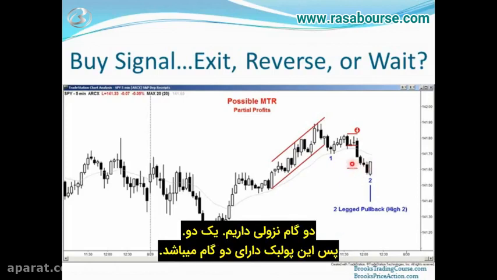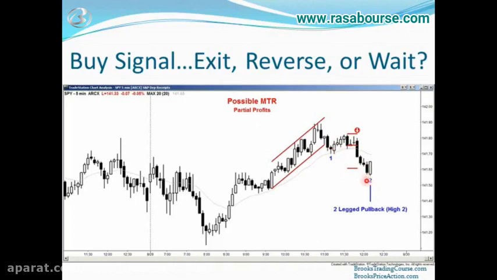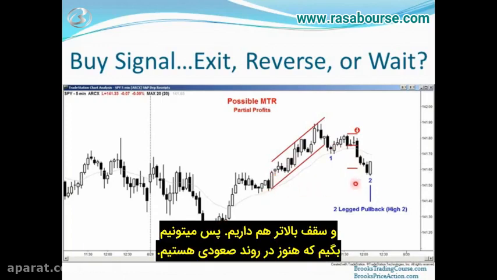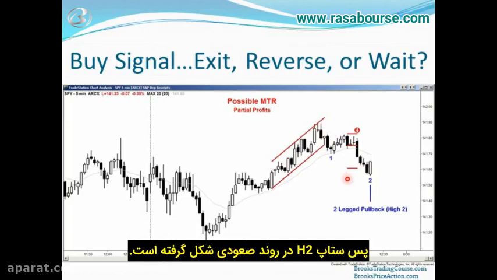And now look what we have. We have two legs down, 1 and 2, so it's a two-legged pullback, and therefore it's a high 2 buy. Is it still a bull trend? Well, we're still making higher lows, and we have a higher high, so you could argue that it's still a bull trend, and therefore it's a high 2 and a bull trend.